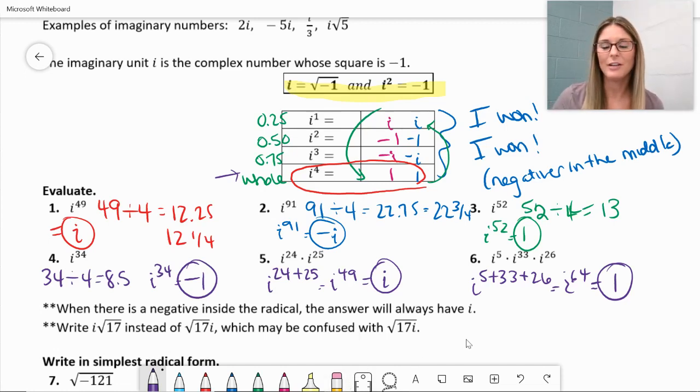Okay, so you do have these questions that come up on benchmarks, EOC, and that's all you have to do. You got to remember i, 1, with negatives in the middle, and you're going to take your exponent, divide it by 4 to see how many times it looped through, and then the decimal place is going to tell you which answer. i, 1, i, 1. Negatives in the middle.